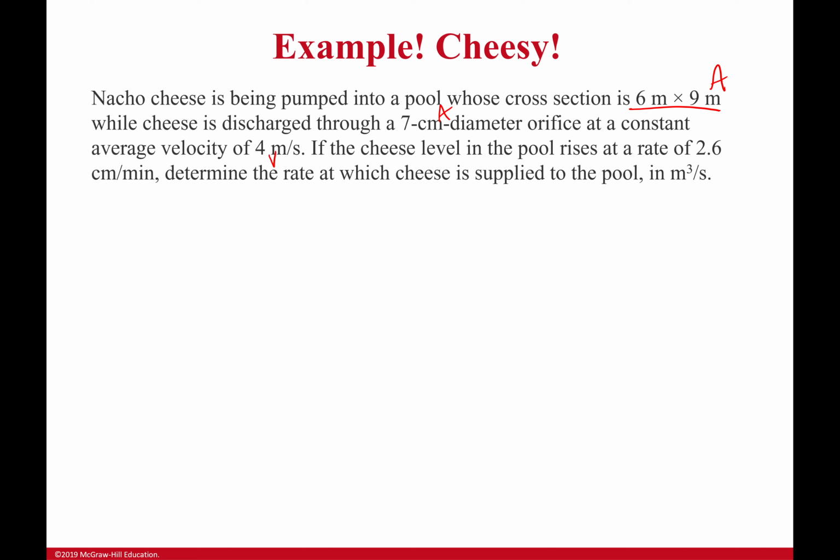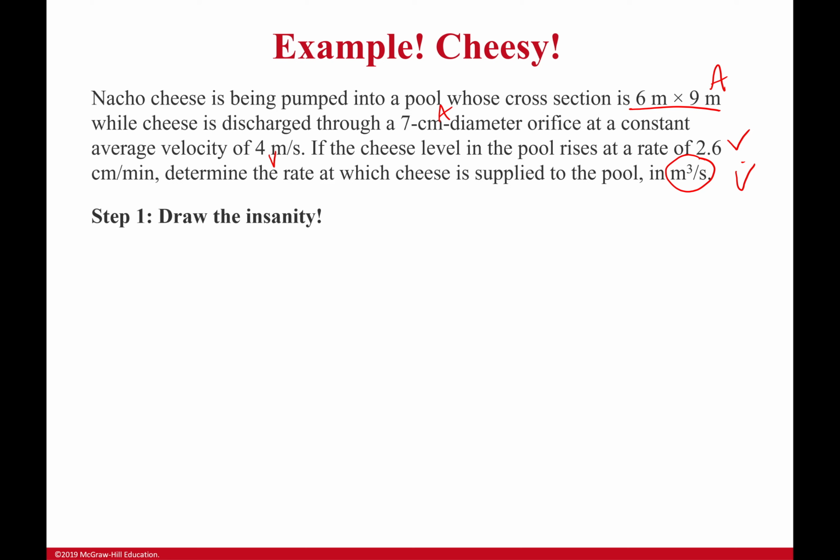And it says if the cheese level in the pool rises at a rate of 2.6 centimeters per minute, that's more or less a velocity. Determine the rate at which cheese is supplied to the pool in meters cubed per second. So I'm trying to get a volume flow rate right here, V dot. Okay, now knowing all that, let's begin this absolutely insane problem.